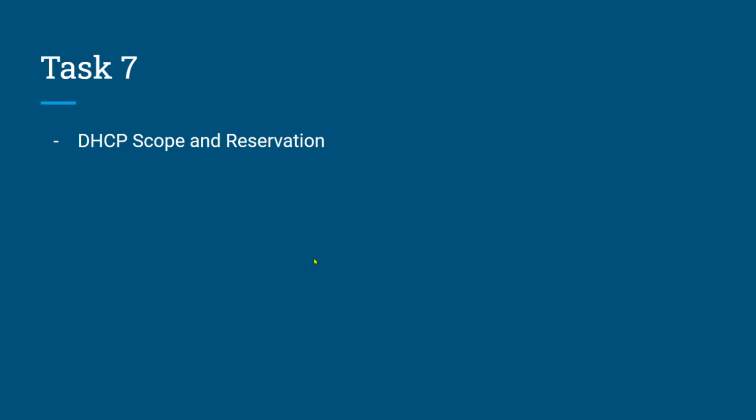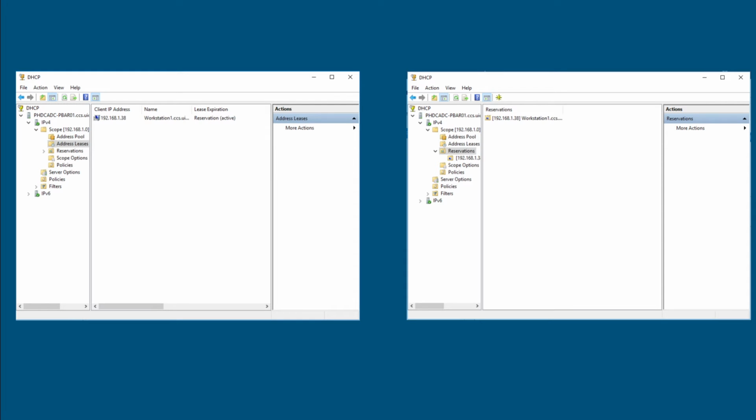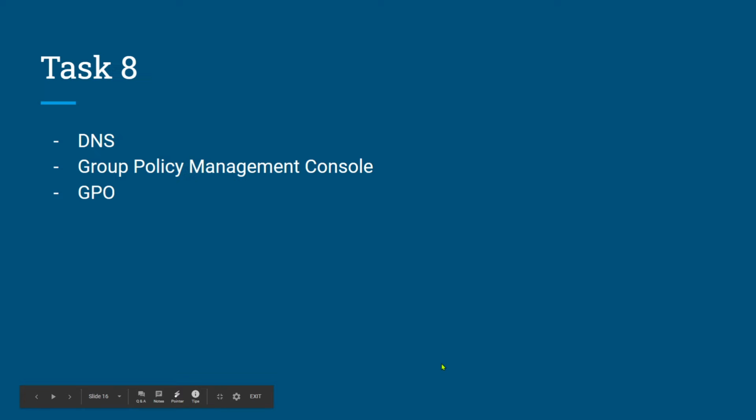Next is task 7, DHCP scope and reservation. I have learned how to create a new scope and new reservation by activating it using ipconfig /release and ipconfig /renew, as it will display the client device as soon as you refresh the address lists. So that's all for task 7.